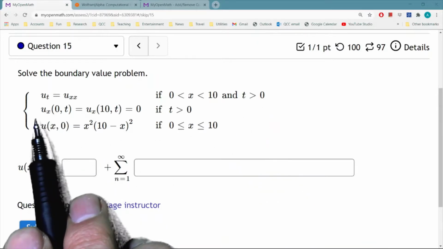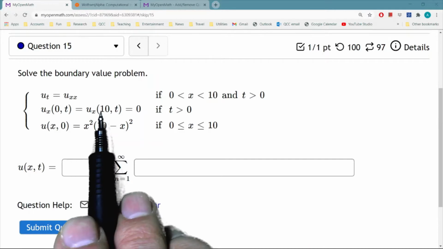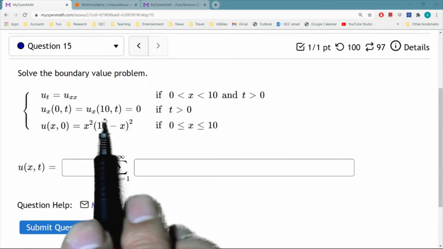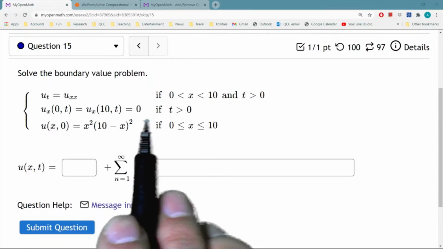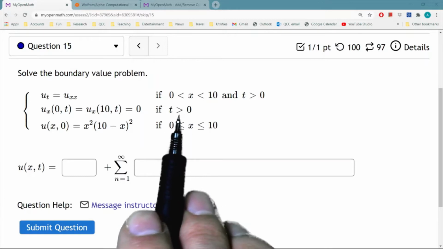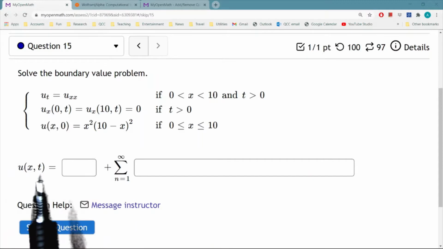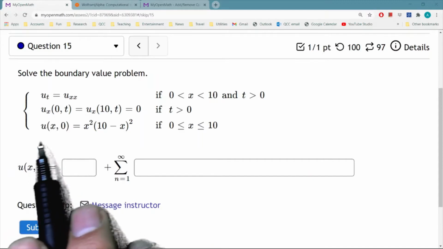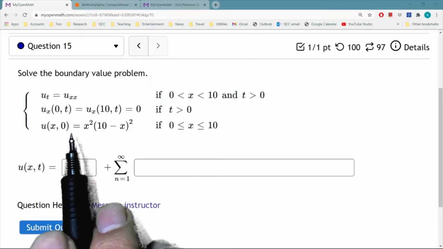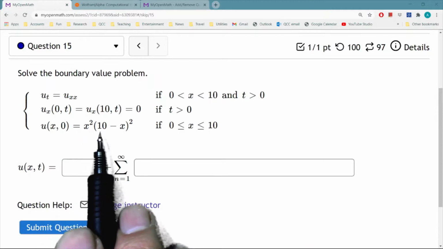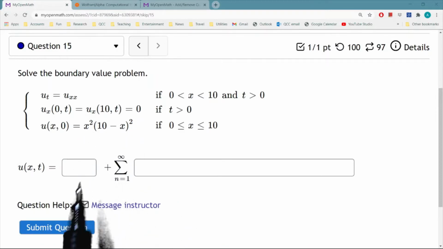We know that the x derivatives of our heat function, we're demanding that they be equal to 0 for all time. All right, so here the boundary conditions have to do with the x derivative of our heat function, and the initial distribution of heat at time equals 0 is given by x squared times (10 minus x) squared. So what we want to do is use Fourier series to solve the heat equation forward in time. So let's remind ourselves how to do this.